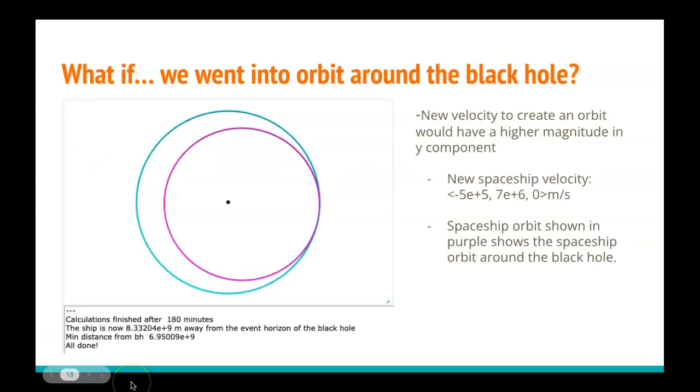What if question, what if we went into orbit around the black hole? We know that the new velocity to create an orbit would have to have a higher magnitude in the y component. The new spaceship velocity was found through trial and error, and a velocity of -5 times 10 to the 5th in the x component and 7 times 10 to the 6th in the y component, meters per second, gave the elliptical orbit shown on the left. The spaceship orbit shown in purple shows the spaceship orbit around the black hole.